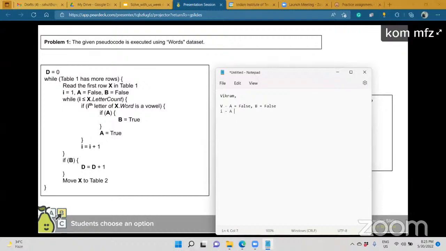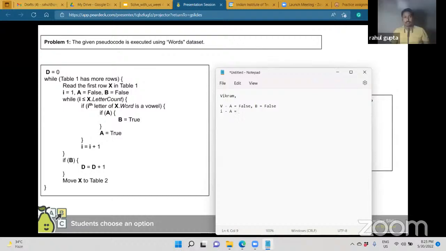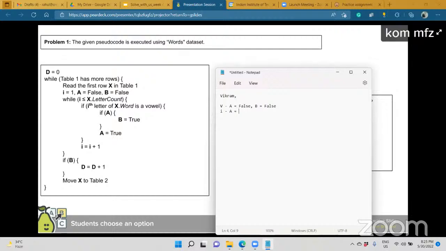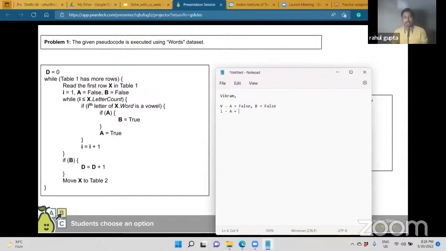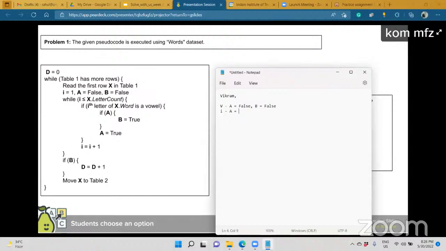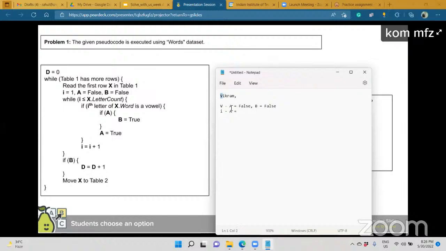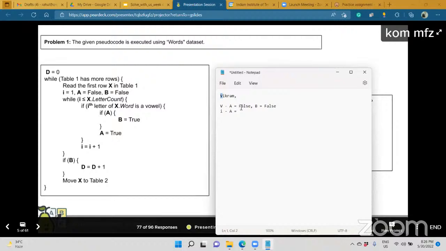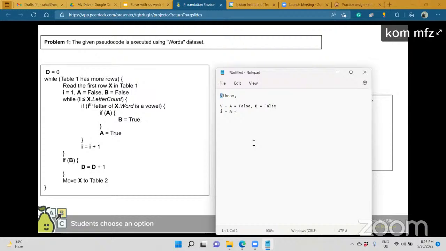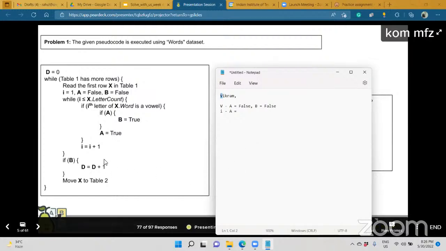Then the next word is a vowel. So what will happen? First, the if will be executed, A, right? A is already made true in the previous iteration, sir. So it will go into the... No, we did not do that. This is for V when we executed. Yes, sir. It is still false, na? Because it doesn't go into that if block, sir.